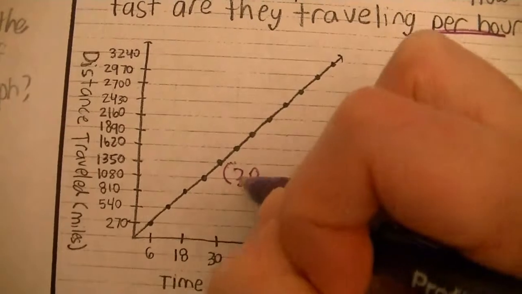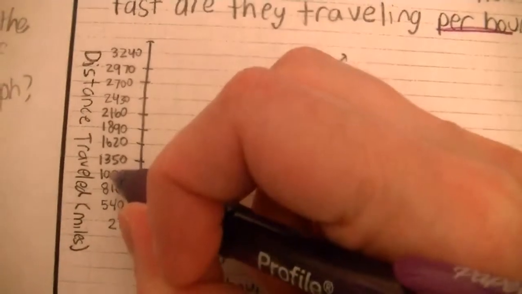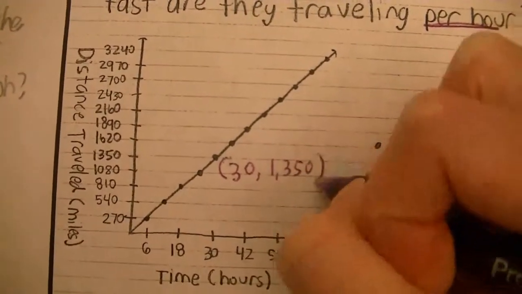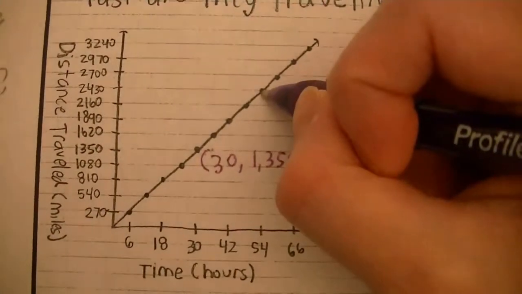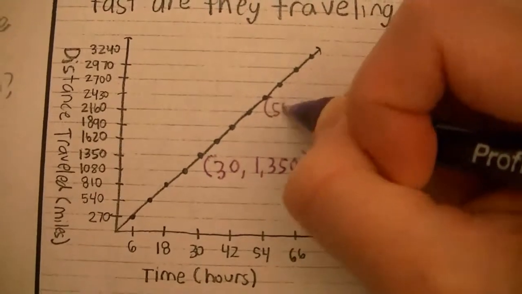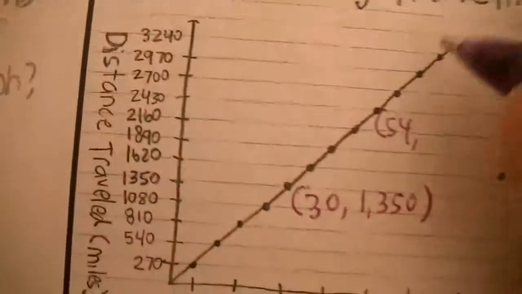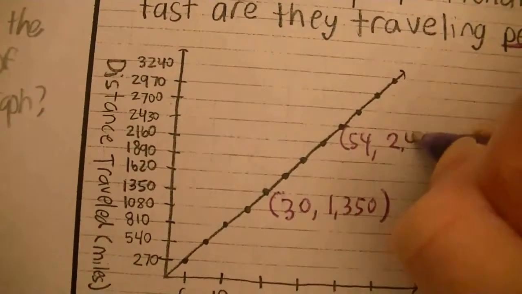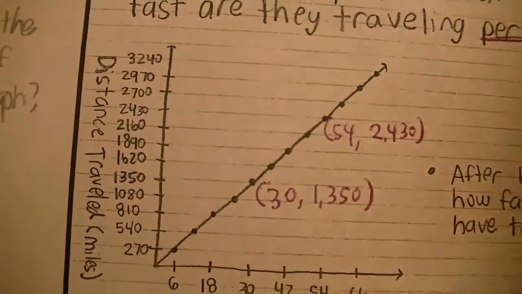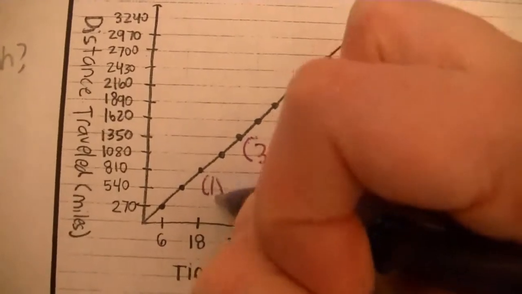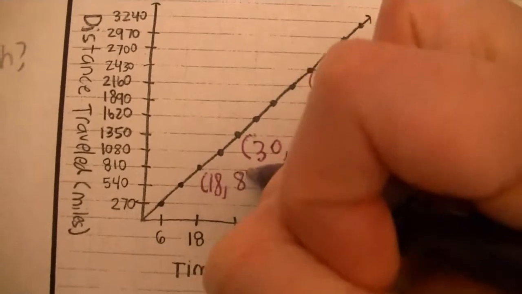So that's x, it's 30. When x is 30, y is 1,350. Let's try this one right here. This point is 54, comma, 2,430. Okay, and let's do one more. See this one, I don't exactly know what that is. It's probably in between there, but I can't really tell, so I want to be certain. So I'm going to find this one right here. That's at 18, comma, 810.